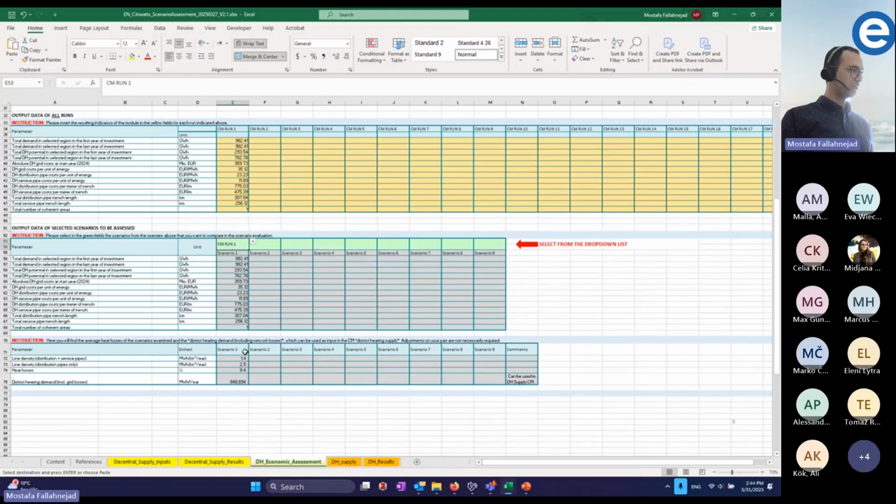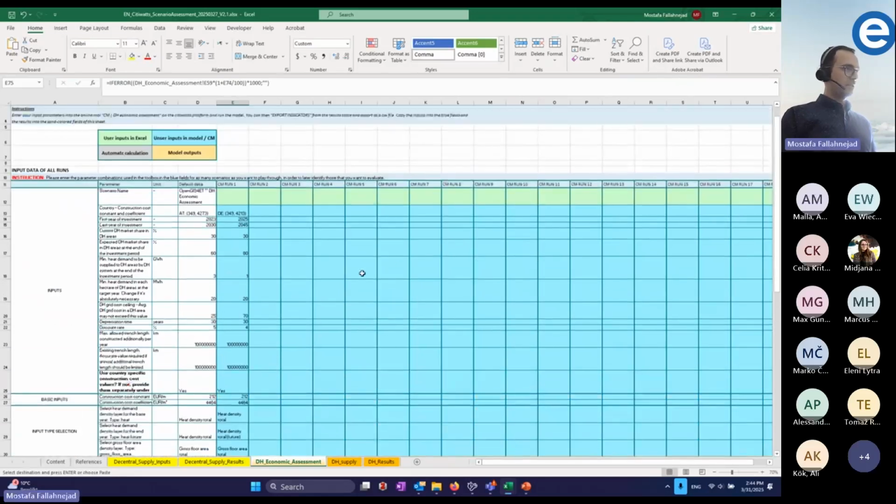As soon as I pick this one, I see how much linear heat density I have, and also what the heat losses in the system are, based on values that I have provided, and also what the district heating demand is, including the grid losses. And this will be used further for district heating supply calculation modules, which will be introduced later. All right, that's the first run.